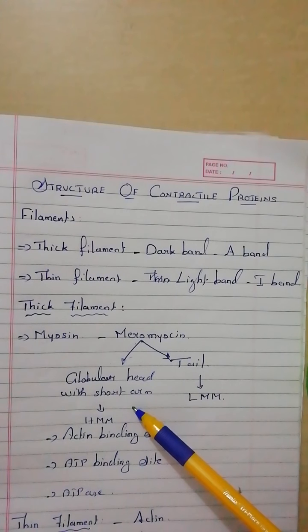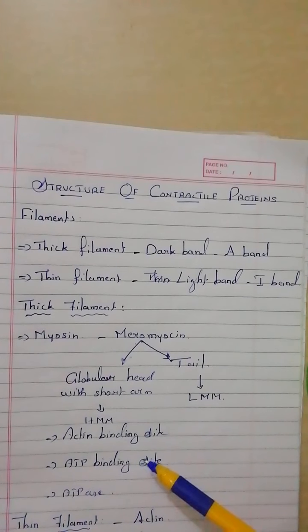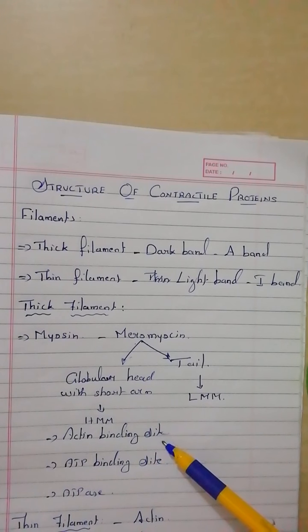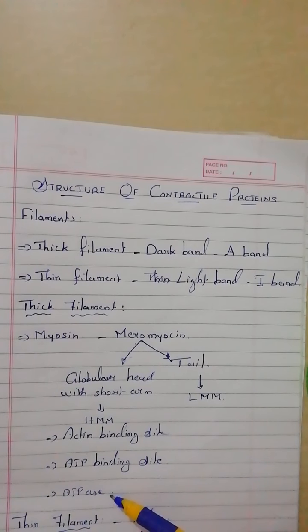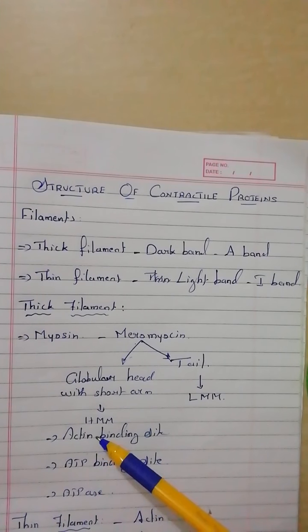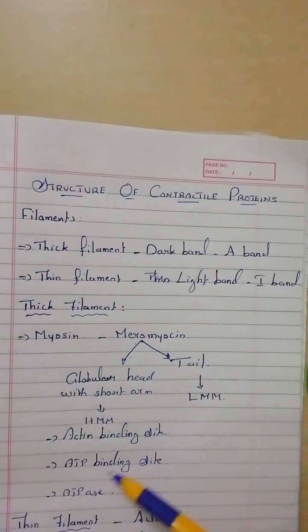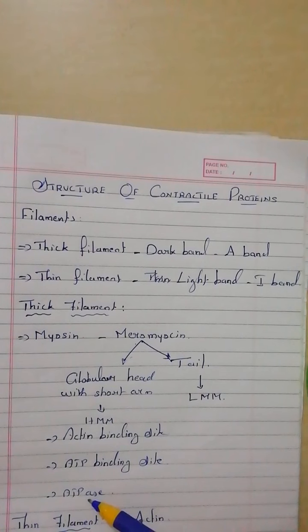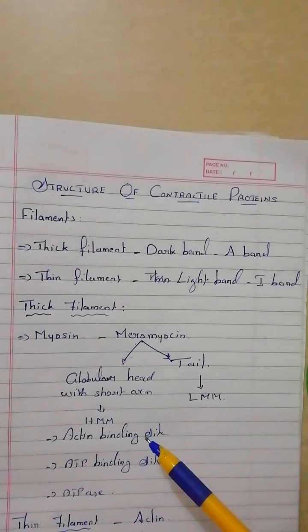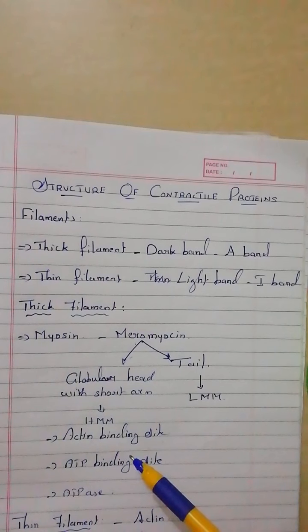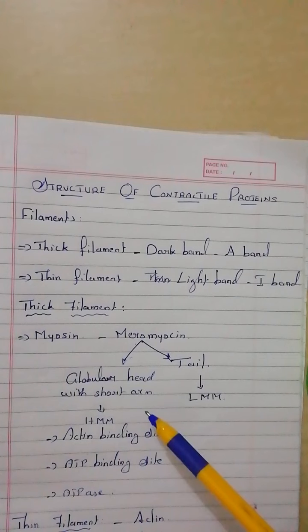The head region consists of two sites, that is the actin binding site as well as the ATP binding site. One more enzyme is also present here, the ATPase enzyme. The role of this ATPase enzyme is to convert ATP into energy for the movement of the dark filament as well as the light filament. How this contraction process takes place with the help of ATP, we can discuss in the next chapter. So these are the sites present in the head region.